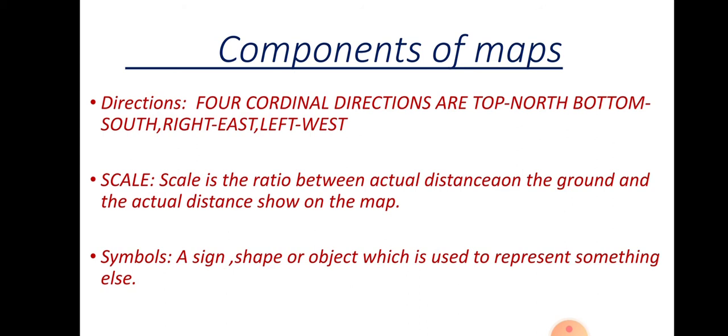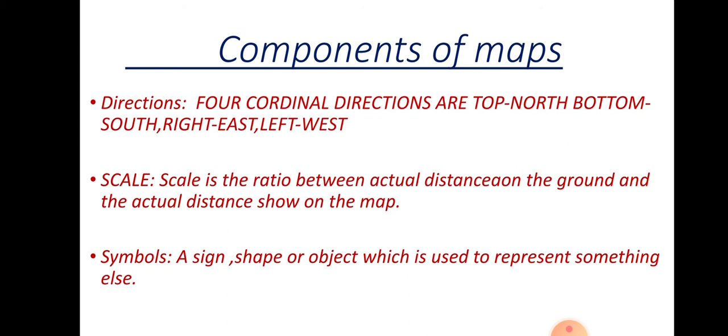Next, components of maps. Without these three components, we cannot prepare any map. So, directions, scale and symbols. Let's see directions. The four cardinal directions are: top of the map always indicates north, bottom of the map south, right side of the map east, left side of the map west. Again you remember: top north, bottom south, right east, left west.